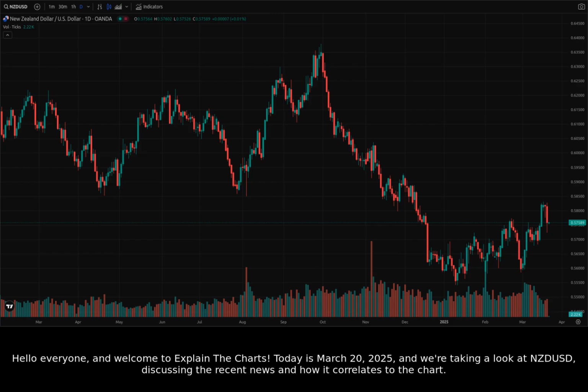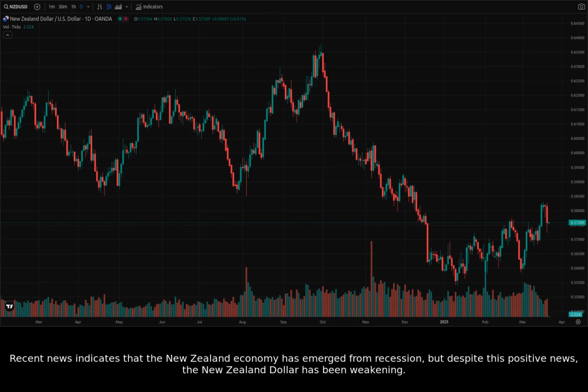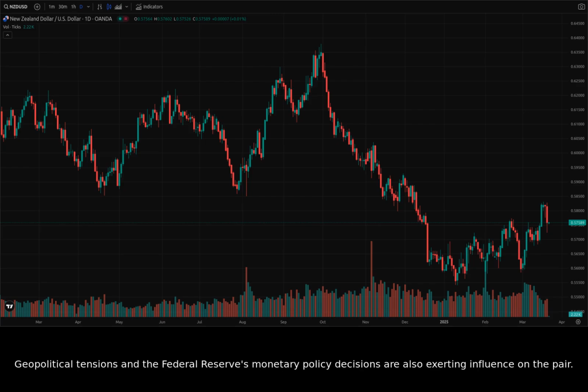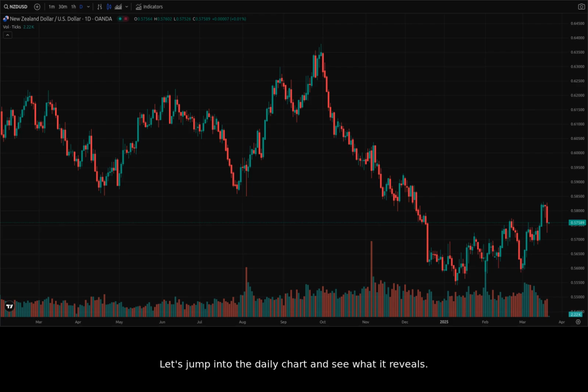Today is March 20th, 2025, and we're taking a look at NZDUSD, discussing the recent news and how it correlates to the chart. Recent news indicates that the New Zealand economy has emerged from recession, but despite this positive news, the New Zealand dollar has been weakening. Geopolitical tensions and the Federal Reserve's monetary policy decisions are also exerting influence on the pair. Let's jump into the daily chart and see what it reveals.